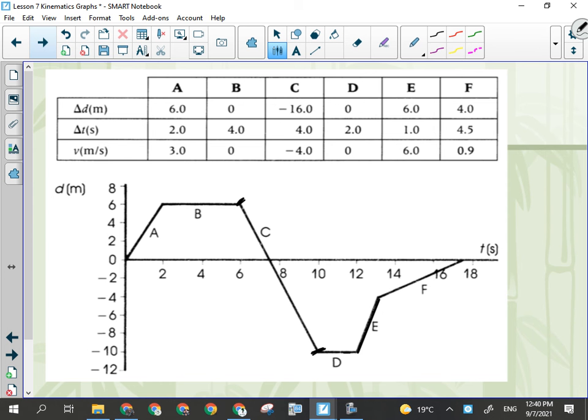Stopping. Part C, we already said, moving backwards. Part D, we already said, stopped. E and F, right, retracing back.